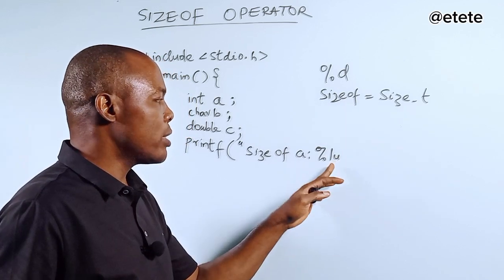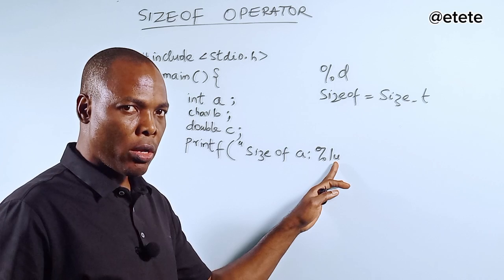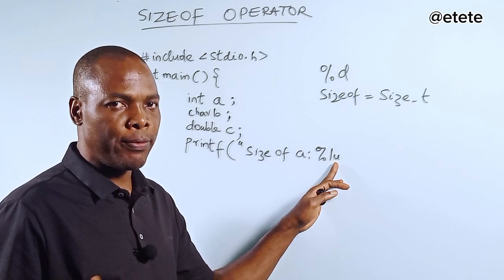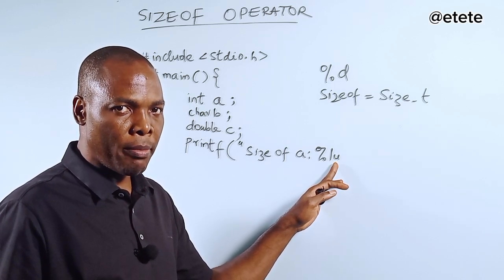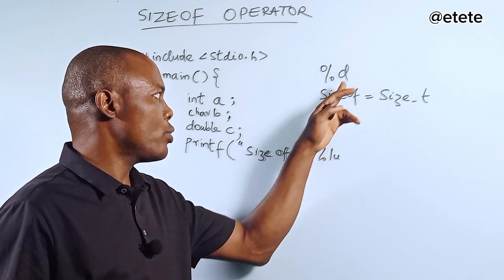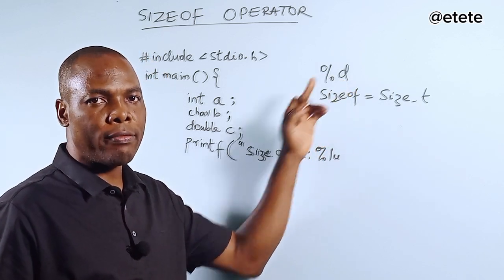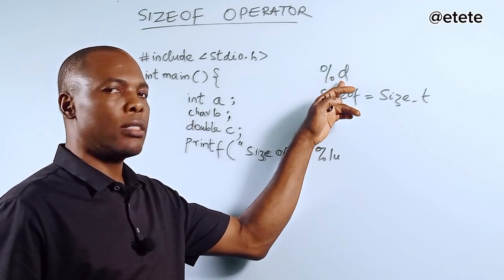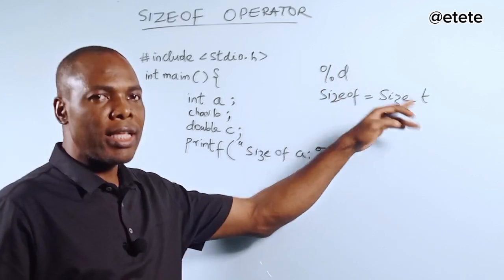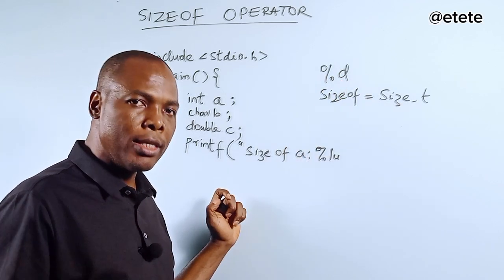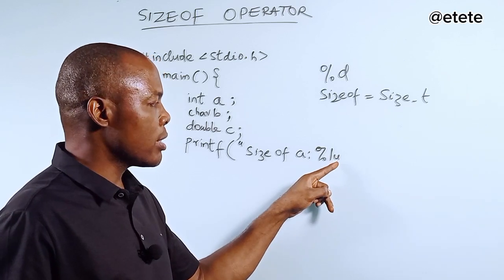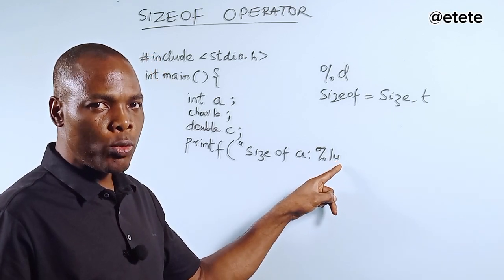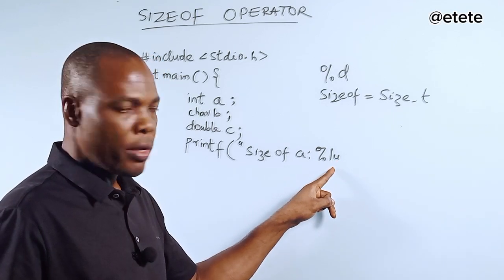So that's why I'm using this unsigned long, because for some systems we have a 64-bit system, so it's going to be huge. If you use this, you might have an issue. But you can equally use this. But this is returning size_t, which is what? Unsigned integer. That's why I'm using this format specifier, %lu, unsigned long, right?